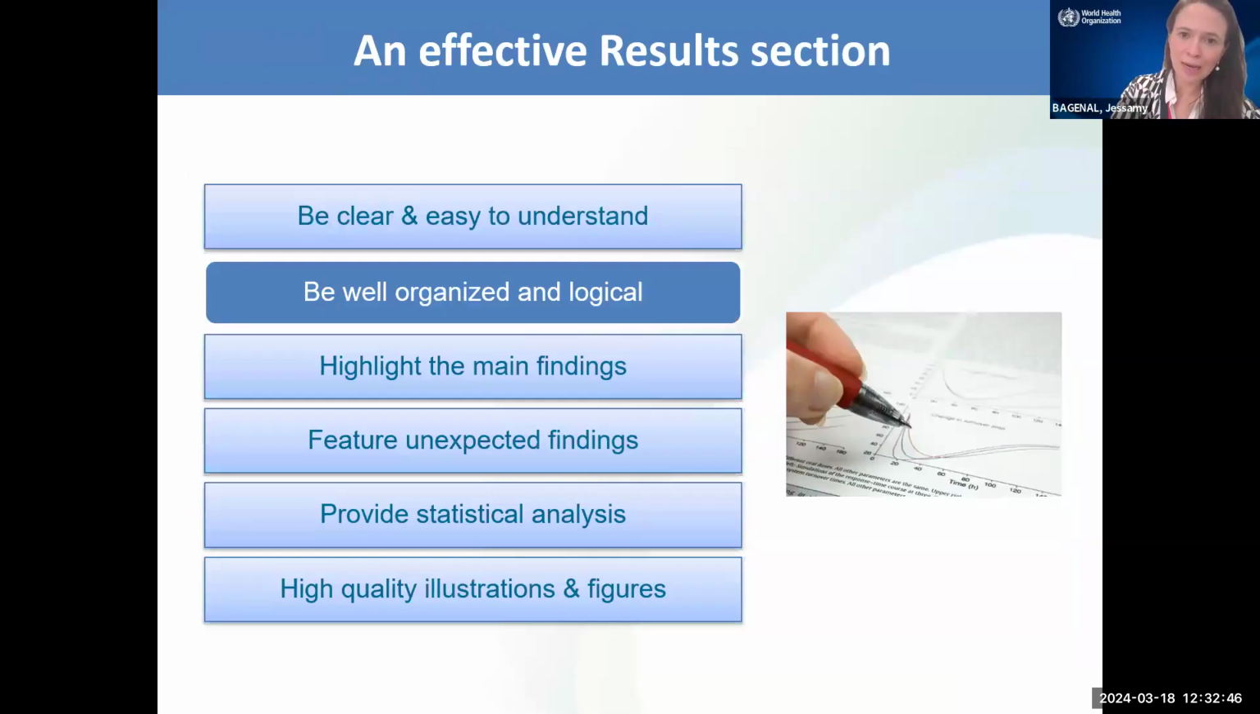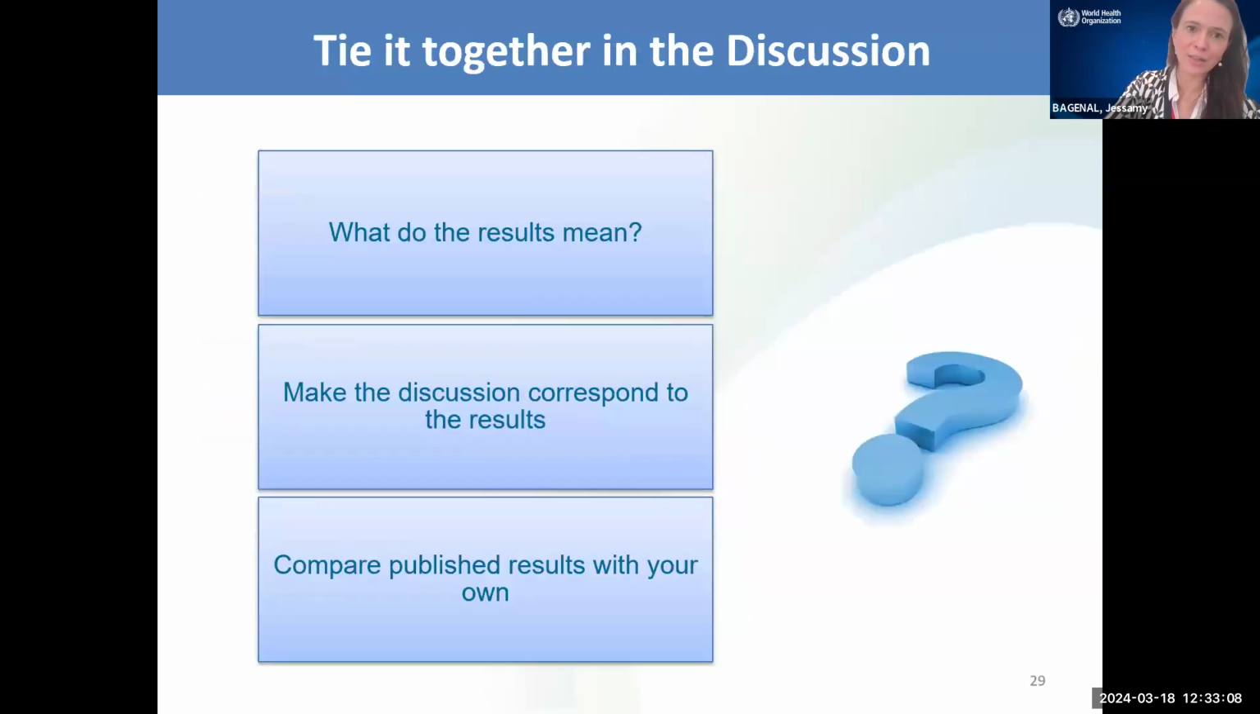When you're talking about your methodology and other aspects, this is your abstract, sorry. When you're thinking about your abstract, make it very clear and easy to understand. Be well organized and logical, highlight the main findings, feature any unexpected findings, provide the statistical analysis, and provide some interpretation.